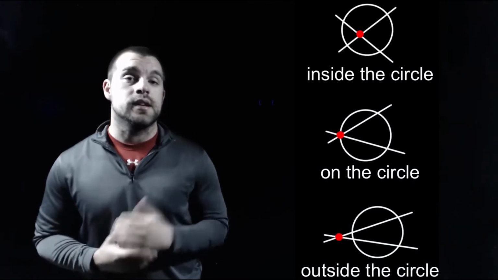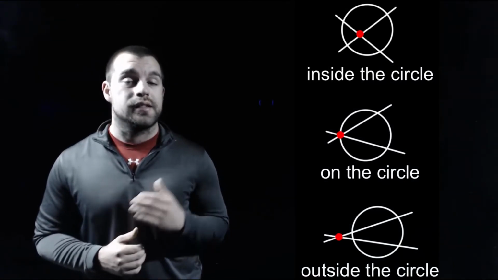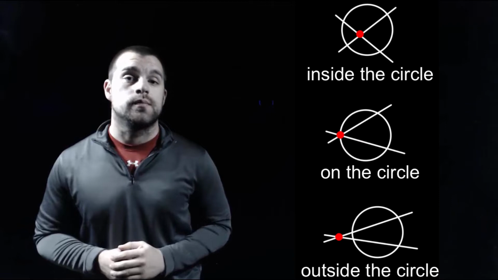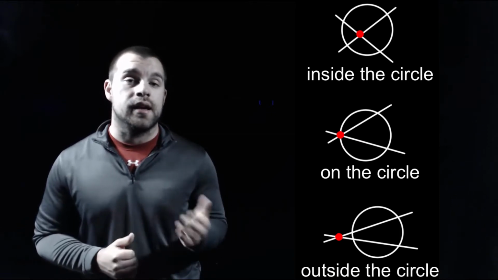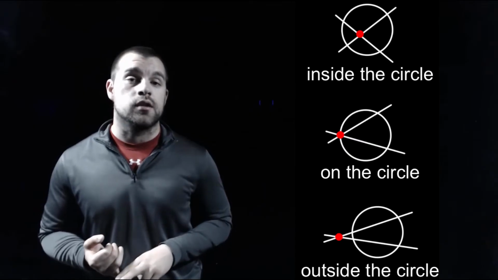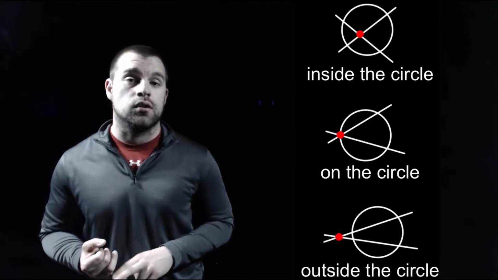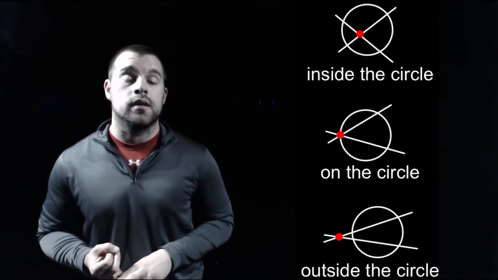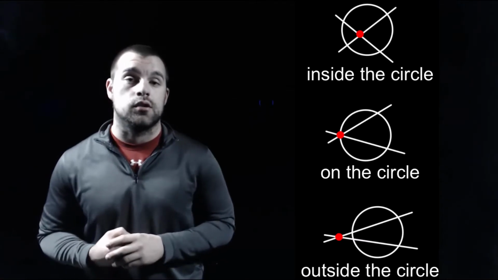Now we're going to deal with some more intersecting lines with circles. So let's say we have two lines that intersect a circle. Then there are three different places where those two lines could cross each other. The first place is inside of the circle, the second place is on the edge of the circle, and the third place is on the outside of the circle. Now we're going to deal with the first case where the intersection point happens inside of the circle, and the last case where the intersection point happens outside of the circle.